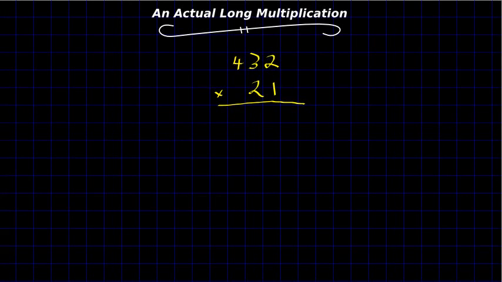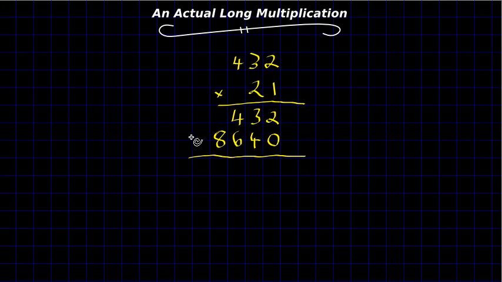Let's redo the same problem we did in the last slide, except that rather than formatting it as a series of equations, let's format it in a way that is more compact, more convenient, and more systematic. We know from the previous slide that we can write 21 as 20 plus 1. 1 times 432 is 432, which we can write there. And 20 times 432 is 8,640, which we can write there. Now all we need to do is add those up. This is an addition problem now.